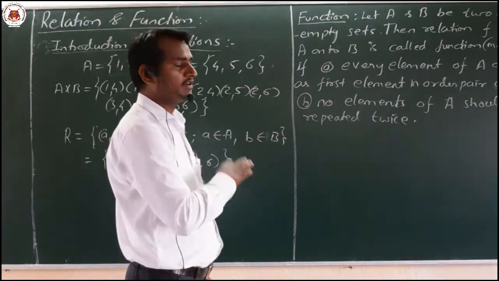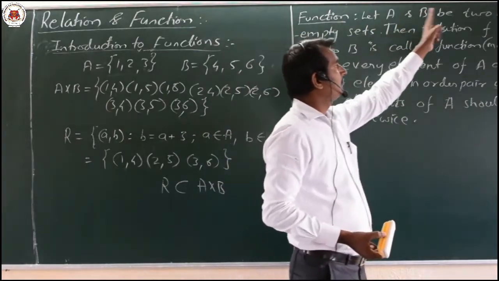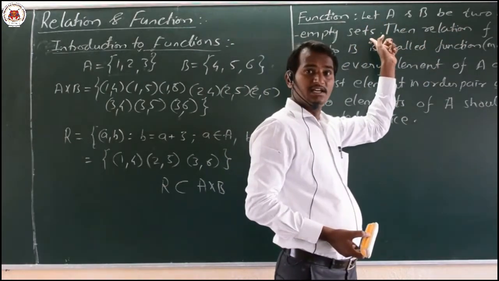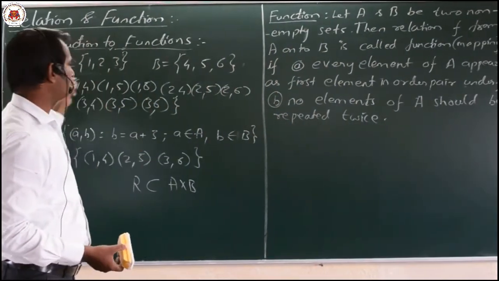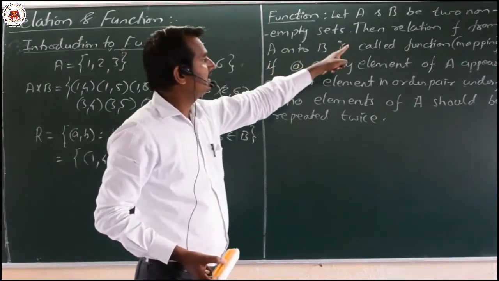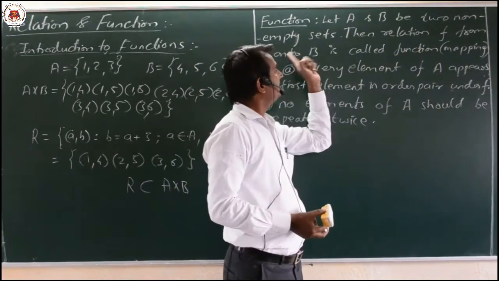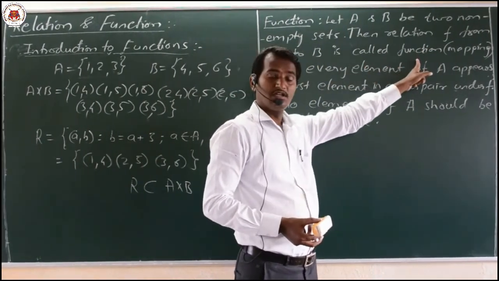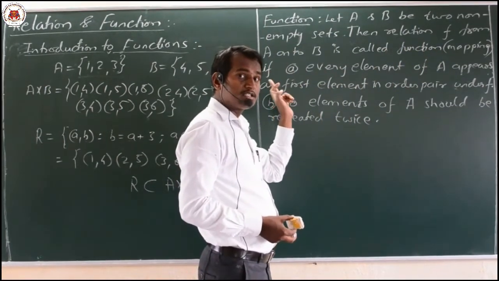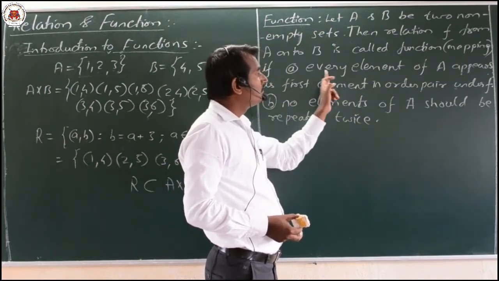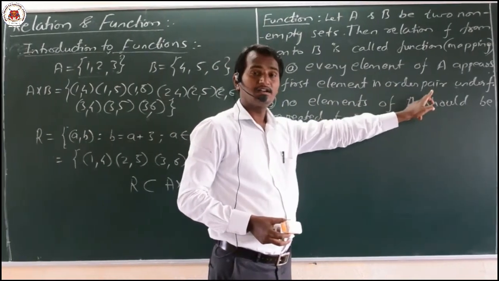Before going to start with the function, let us check the definition of it. Let A and B be two non-empty sets. Then the relation F from A to B, A onto B, is called a function. Function is also called mapping, friends. It is very important: every element of A appears as the first element in the ordered pair under F.